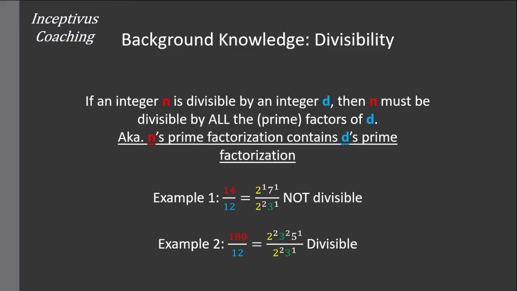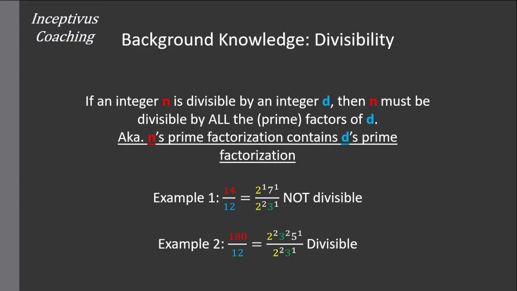Suppose I want to divide 14 by 12, right? I know that 14 is not divisible by 12, but why is that? Well, let's prime factorize 14 and 12. So 14 becomes 2 to the power of 1 times 7 to the power of 1. So that means it has one factor of 2 and one factor of 7. Whereas 12 has two factors of 2 and one factor of 3.